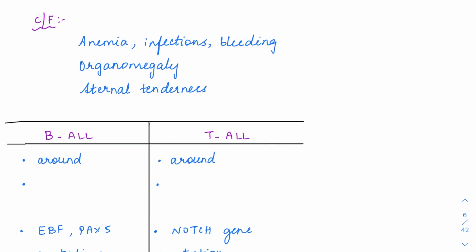So what are the clinical features we see in acute leukemia? Obviously the bone marrow is going to be filled up with the blasts, so the other cells are going to be decreased. Erythroid precursors, then the myeloid precursors, and the megakaryocytes are going to be decreased. When erythroids are decreased, it is going to lead to anemia.